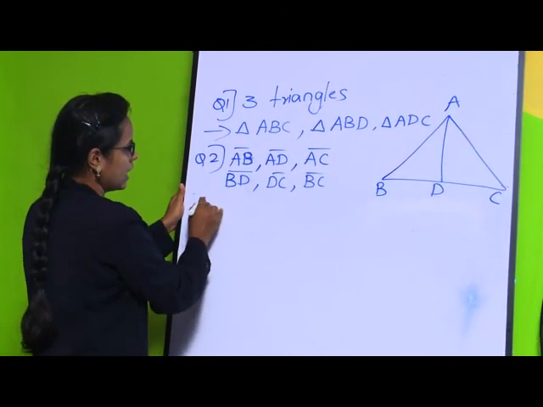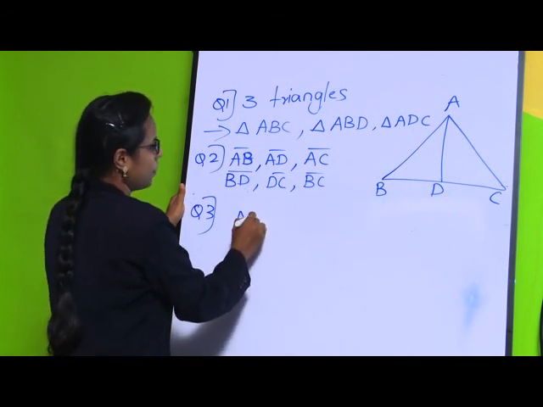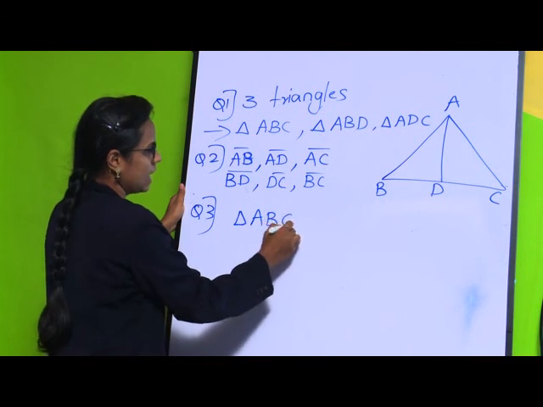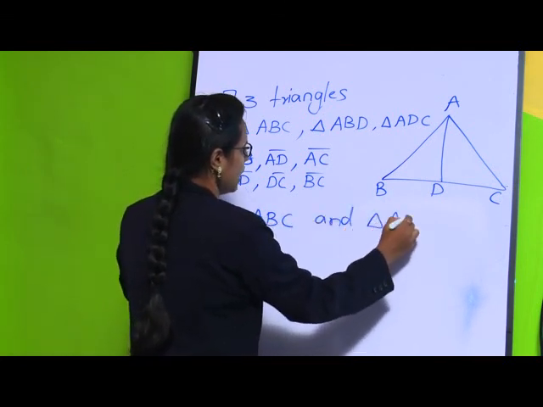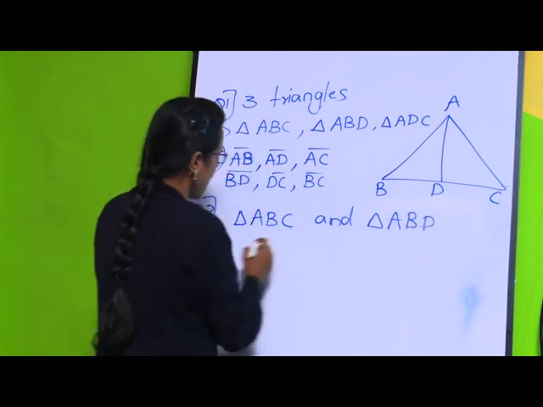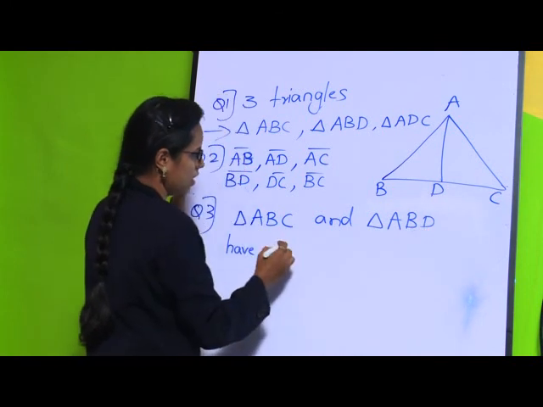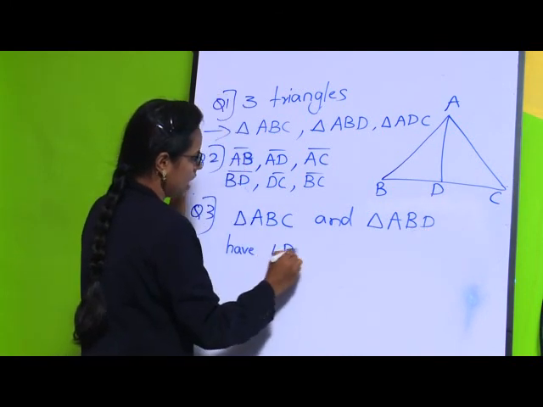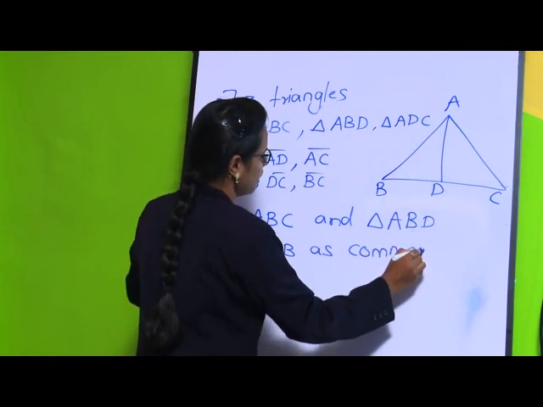So, question 3: triangle ABC and triangle ABD have angle B as common. Let us see how.